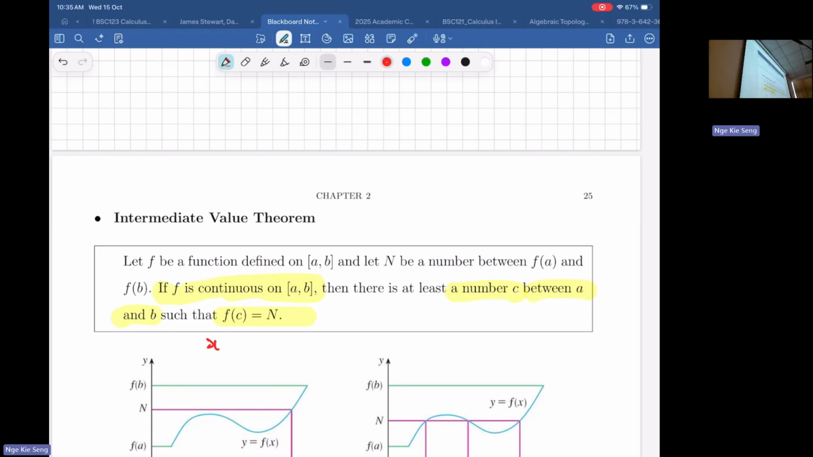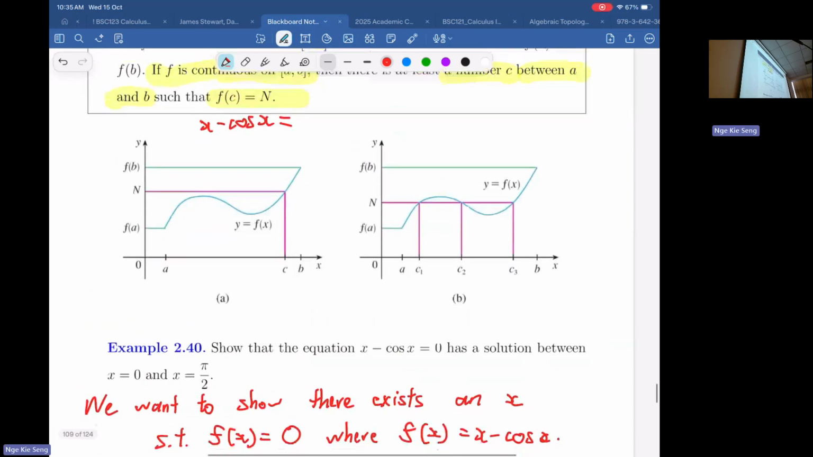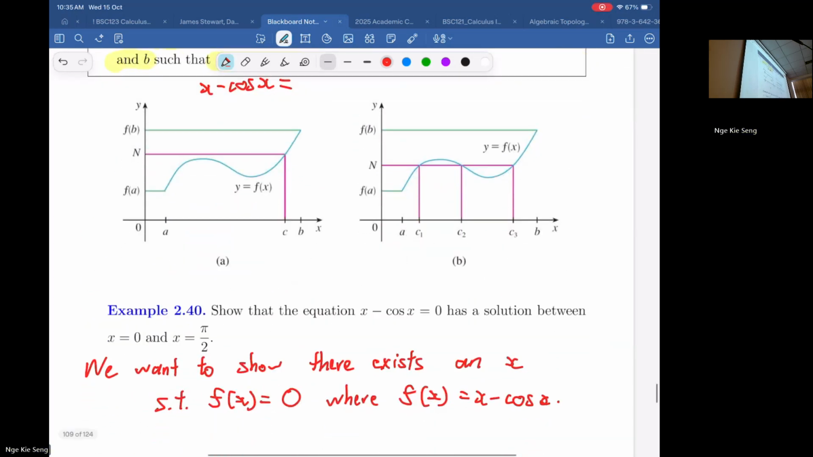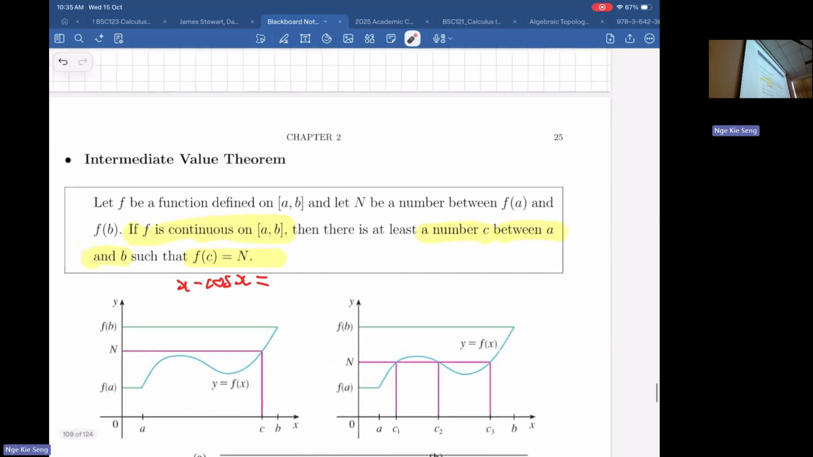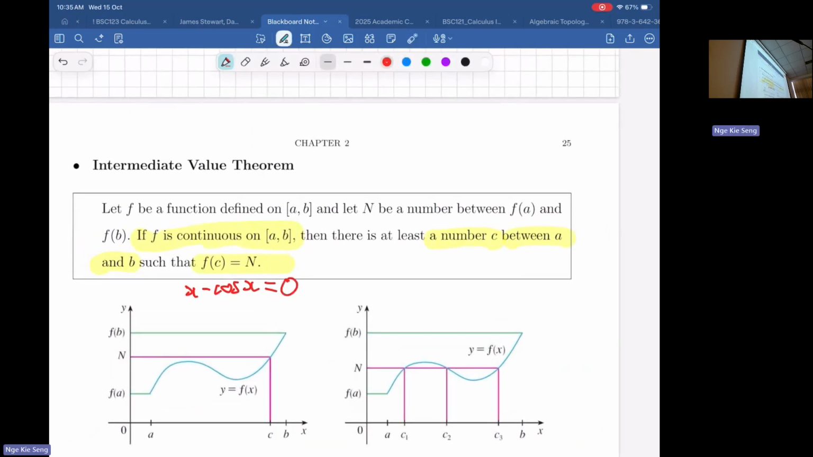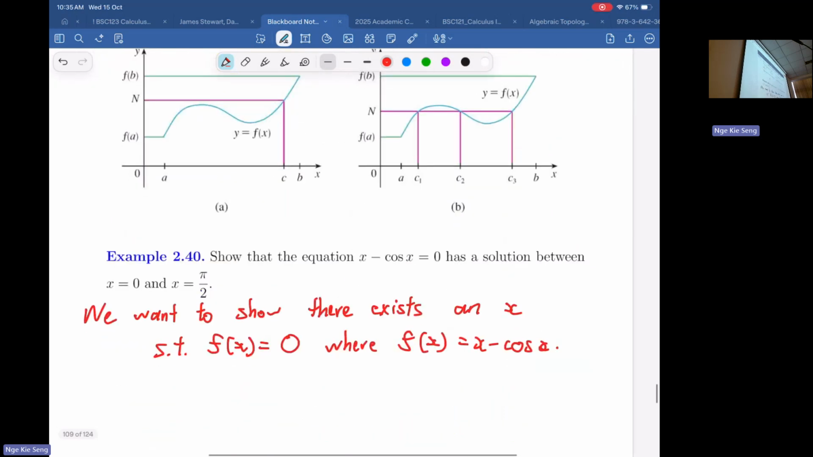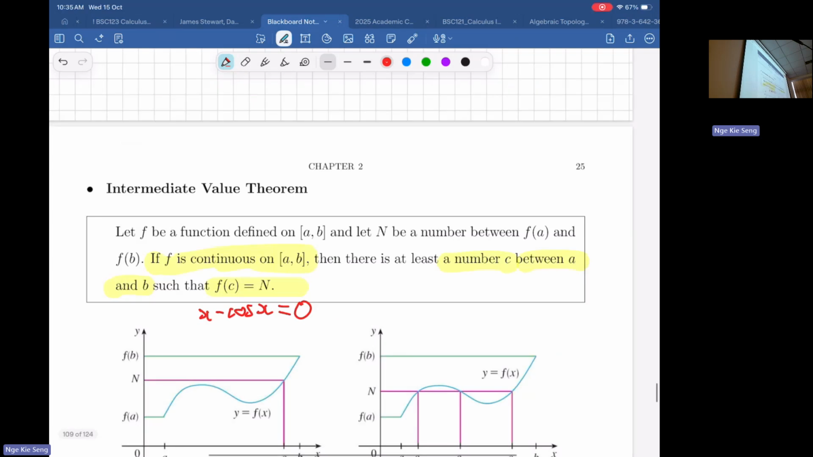Our f is x minus cos x. What's the n we care about? The n we care about is 0. And then you want to find a solution between 0 and pi over 2.